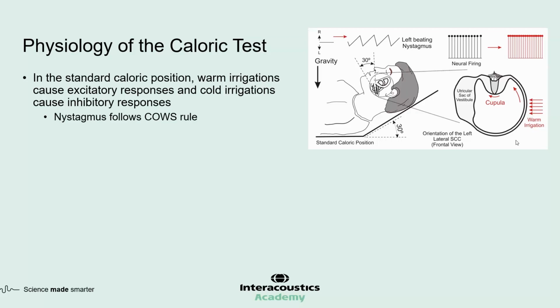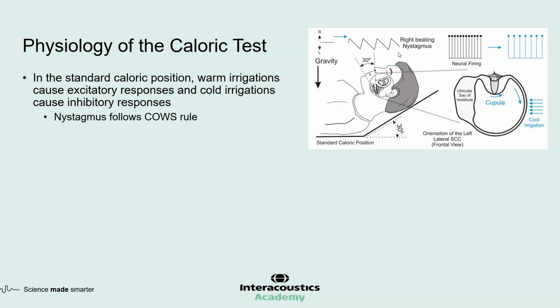That will give the sensation to the patient that they're rotating toward the irrigated ear, and as a result, the vestibular ocular reflex will move the eyes slowly away from the irrigated ear, and then the fast phases of nystagmus will bring the eyes back toward the irrigated ear. So for example, in this case, if this is the left lateral semicircular canal, the patient will have left beating nystagmus.